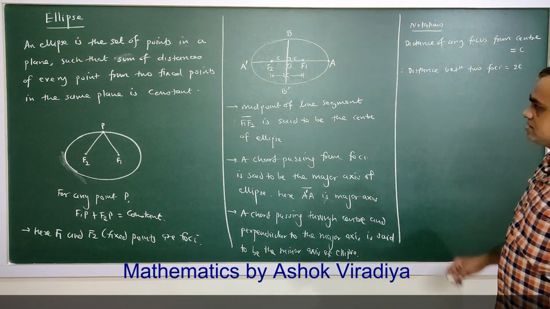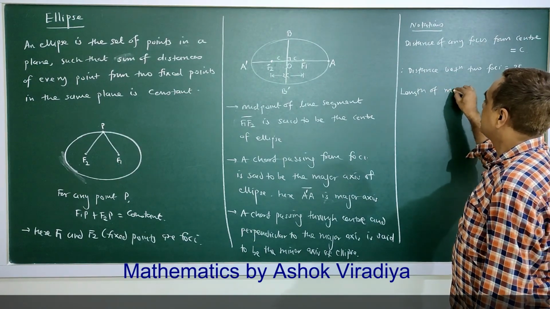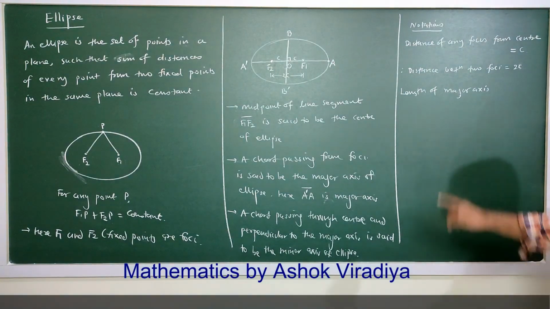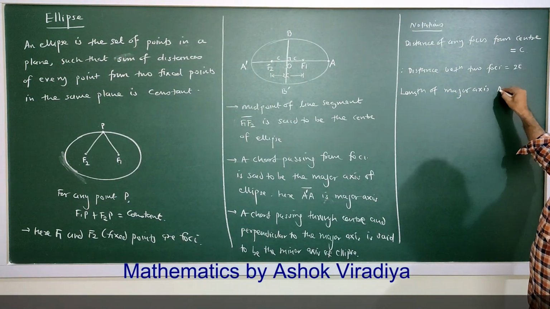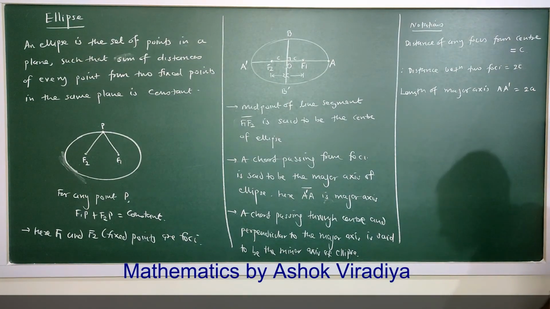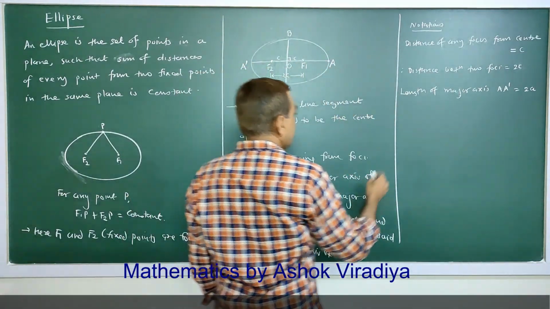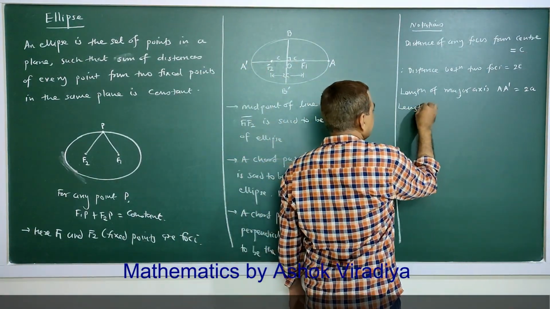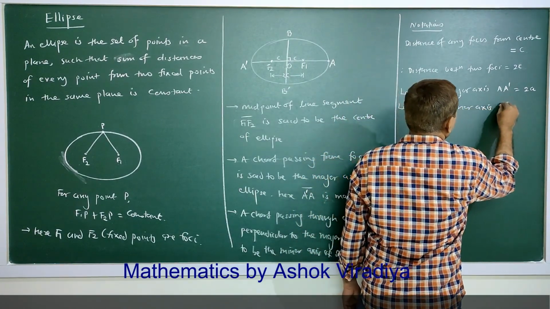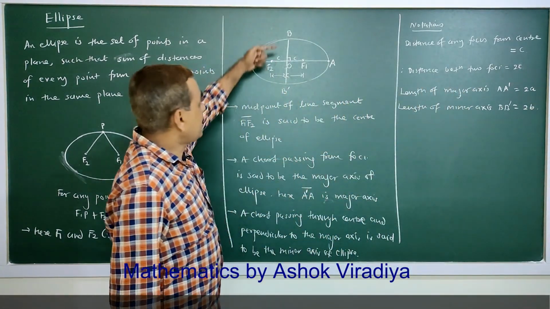Then the length of a major axis, that is line segment AA dash, is denoted as 2a. Length of a major axis is 2a. Length of minor axis is denoted as 2b. This length is 2b.